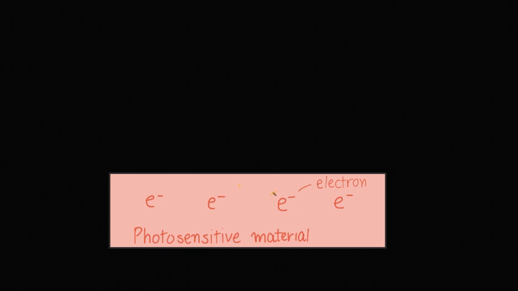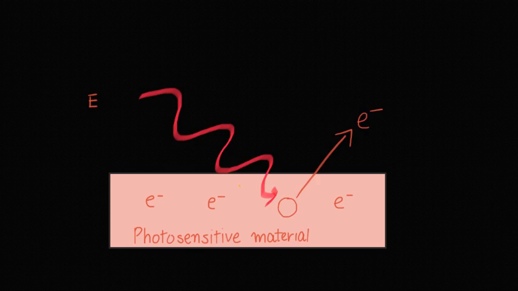Now the energy required to remove this electron from this photosensitive material, to liberate this electron, to free this electron from this material, is known as the work function of the material, which is denoted by W naught. So if you supply an amount of energy equal to W naught, the electron will be emitted from this photosensitive material.